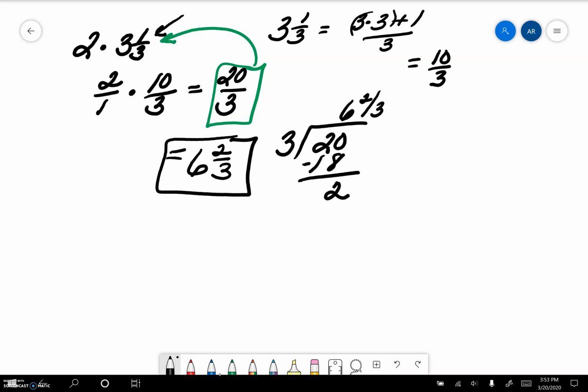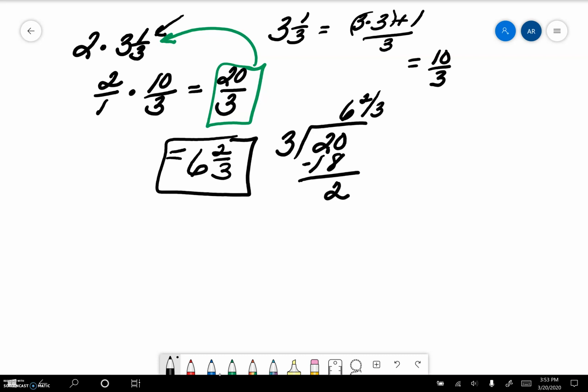Just read your set of instructions. It'll let you know what kind of answer it wants, whether it wants a mixed number, whole number, decimal, and so forth. But just make sure that you understand in Chapter 4 we're working with all fractions. In Chapter 5 we're going to move on to decimals. Okay.